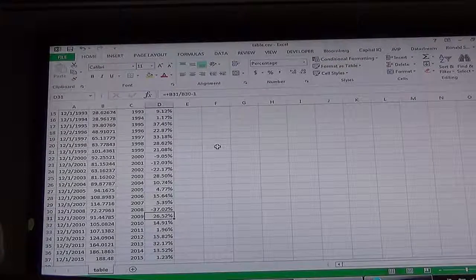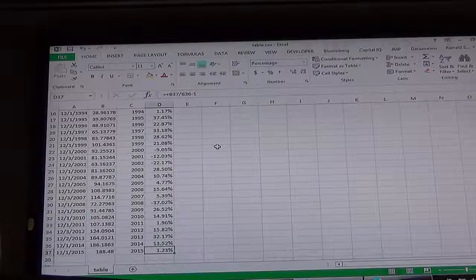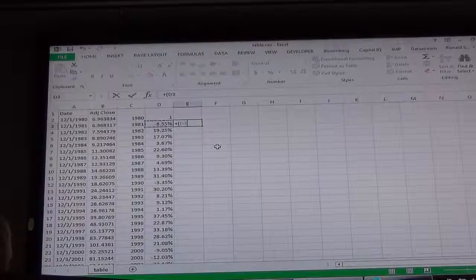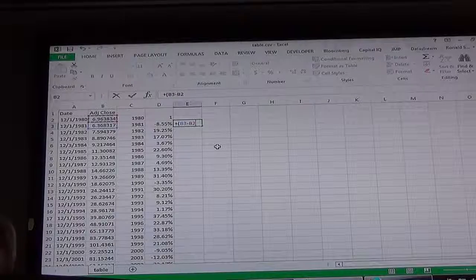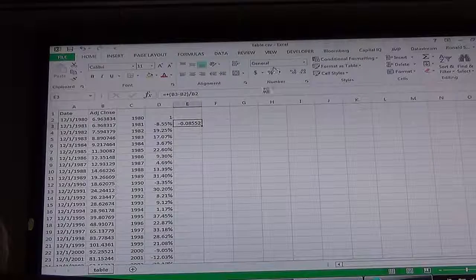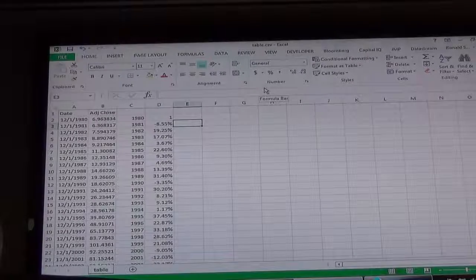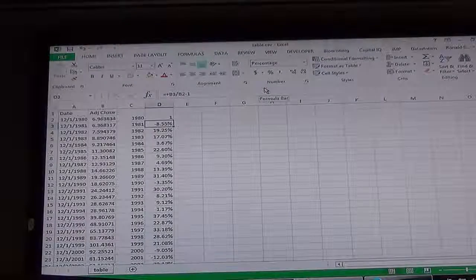Looks about right. Can you do it the other way, where like the ending minus beginning divided by beginning? Well, if you want to do it the way I did the half-point period return, you do ending minus beginning divided by beginning, but you get the exact same answer. I like to do ending divided by beginning minus 1, or you can do ending minus beginning divided by beginning. Either one's the same answer.